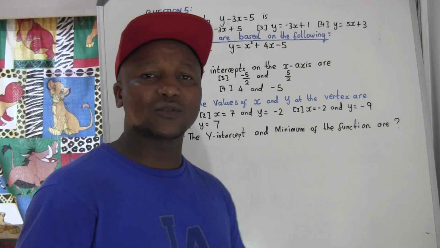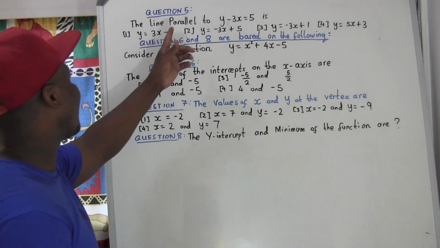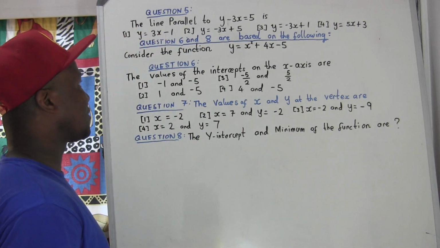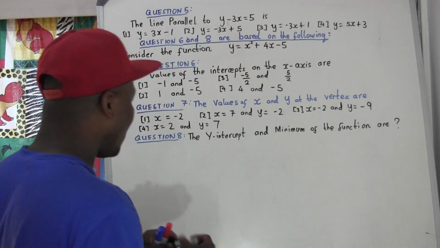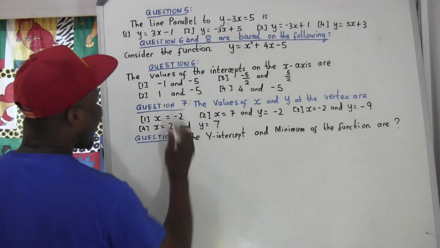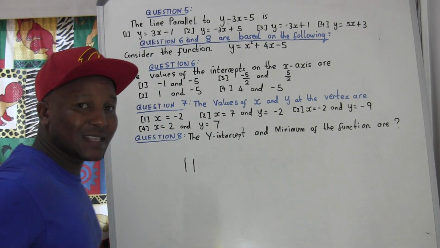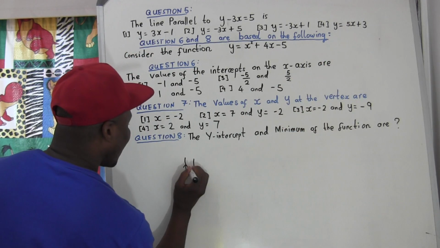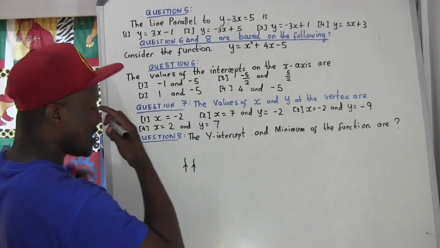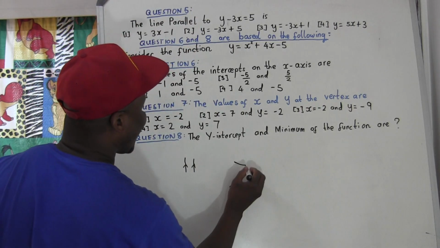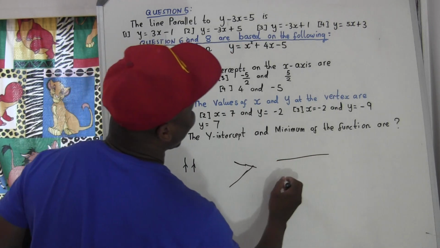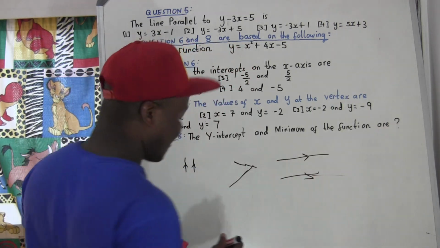Let's get started. I don't want to waste no time. Let's get started for the question. They say question 5, the line parallel. So this is a question of a line. They say we want to get a line which is going to be parallel to this equation. What is parallel? Parallel means lines that never meet. Let's say this line goes this way forever, they're never going to meet. This is not parallel lines, because they're going to meet at some point. So parallel lines are like this. It goes forever.